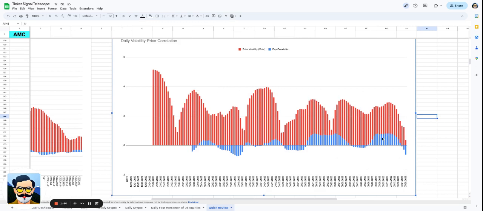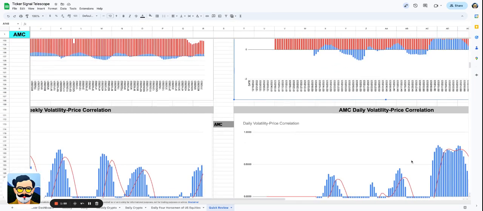What we want to see, though, we want to actually see what this blue line did here. As the volatility starts to rise, we want to see the blue line start to rise with it. So fortunately, this is incredibly negative in the correlation between price and volatility right now, but this is setting up for something that could be a remarkable move going forward inside of AMC.